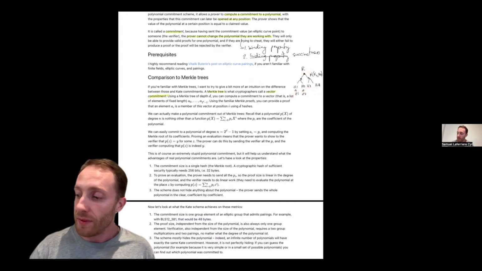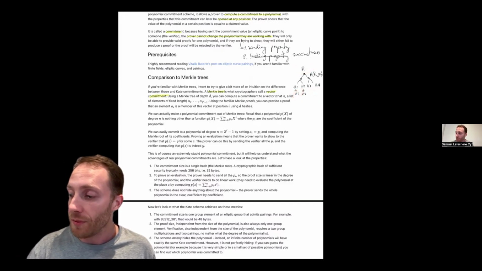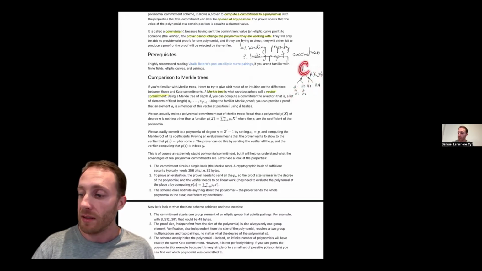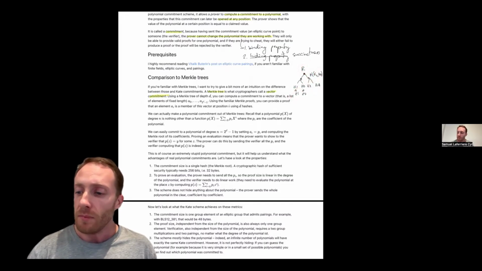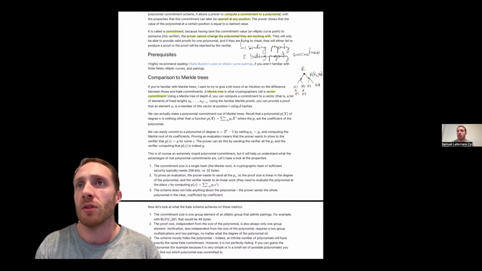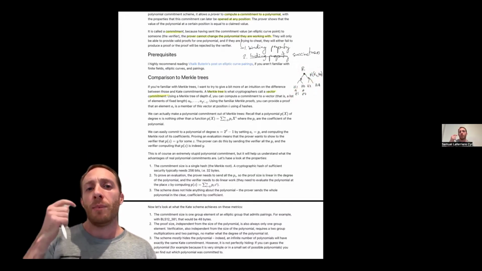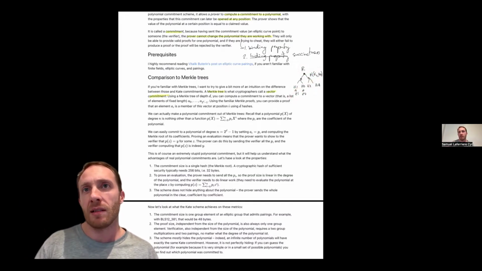And you can always reveal a single item, let's say E1, by sending as proof the H2 and the H3. With this, you can prove that the E1 does indeed belong to this commitment tree. That's the idea for the Merkle trees. So we'll see how a polynomial commitment generalizes this.